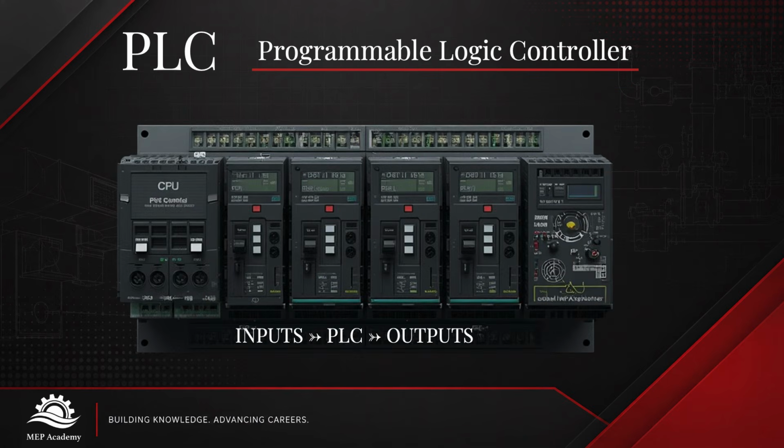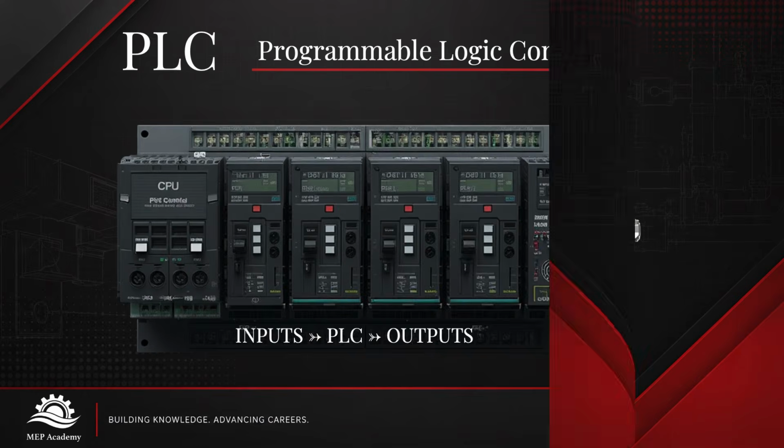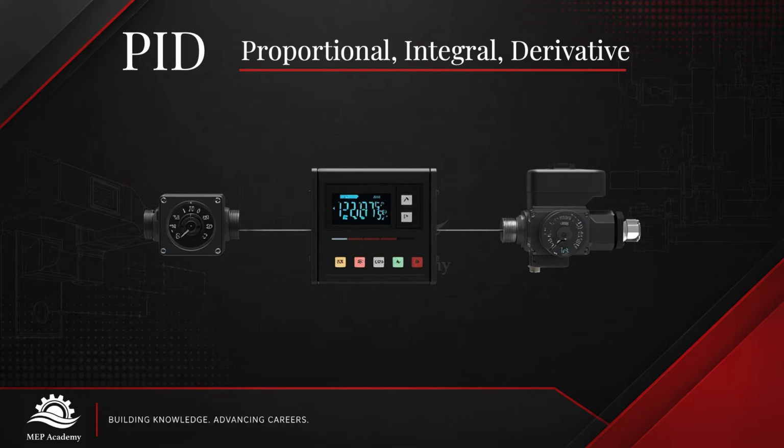Number 36. PLC, Programmable Logic Controller. A PLC is a rugged industrial computer used to automate equipment and processes. In HVAC, PLCs are often found in central plants, industrial facilities, and other applications requiring complex control sequences. Number 37. PID, Proportional, Integral, Derivative. PID is a control method used to continuously adjust HVAC equipment to maintain a desired set point. It can modulate valves, dampers, and motor speeds to maintain stable temperatures, pressures, or airflow.